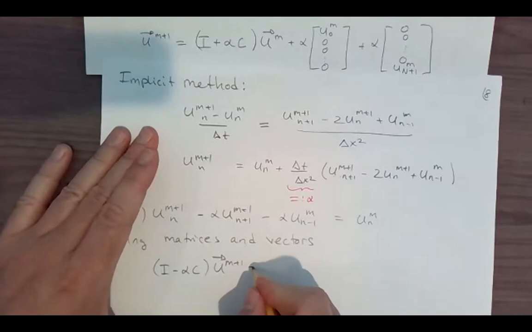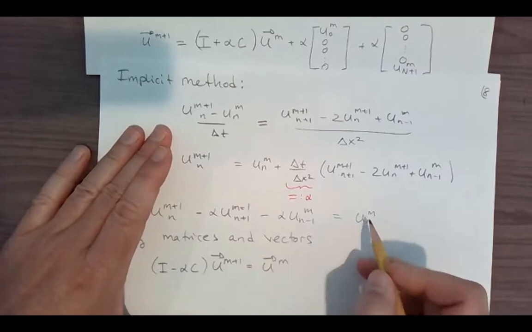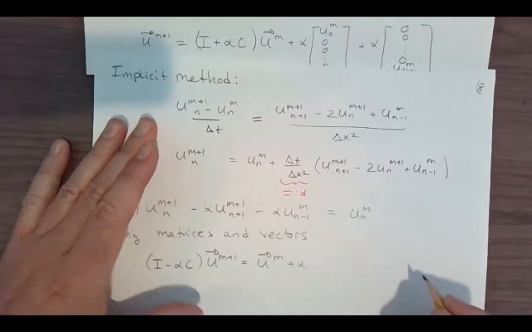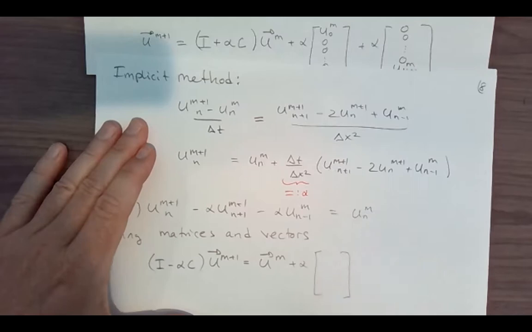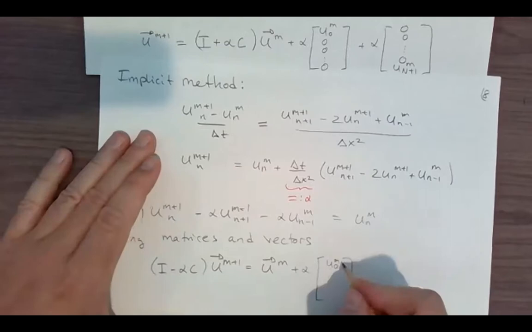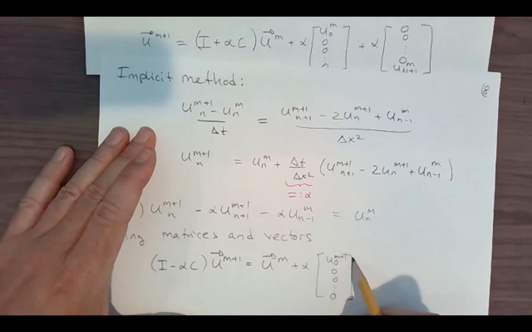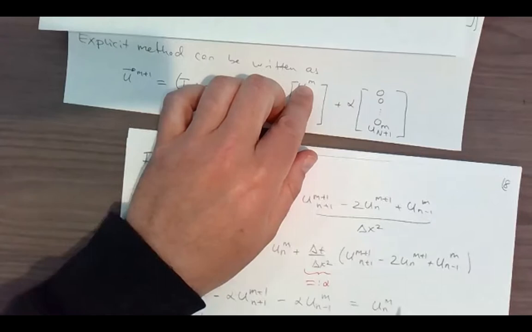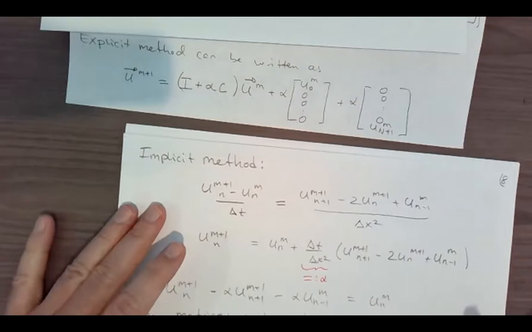This would be U^m. And then we need to do the corrections for the extremal points. For the boundary points, this would be alpha, and then as before, we'll have this U0^(m+1), and then zeros. I put an m plus one here before I put an m, because we were looking at the implicit one. As soon as I am on the edges, for x small and for x big, these are all input parameters.